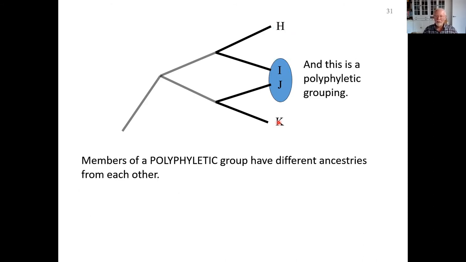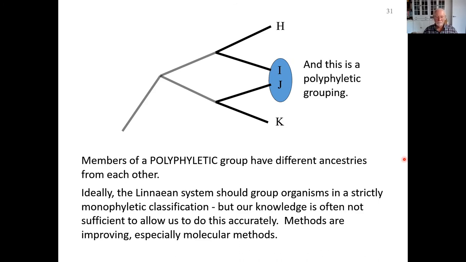We may also make other mistakes and classify things in polyphyletic groupings and so on. Ideally, the Linnaean system should group organisms in a strictly monophyletic classification, but we often make mistakes and we don't know enough to do that properly. Methods are improving, especially molecular methods.